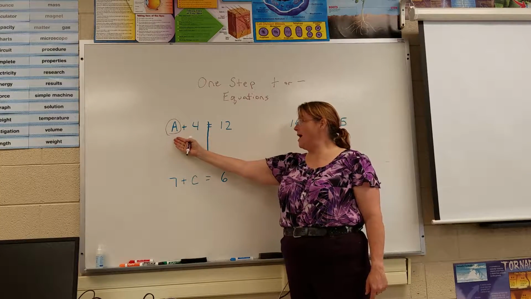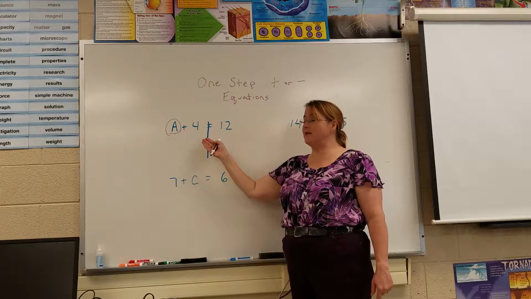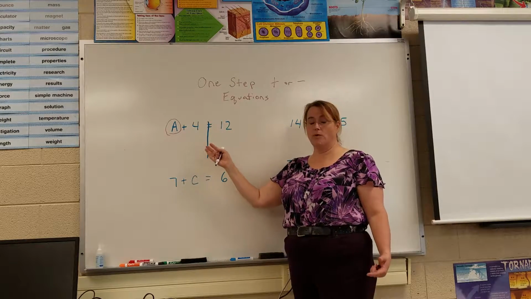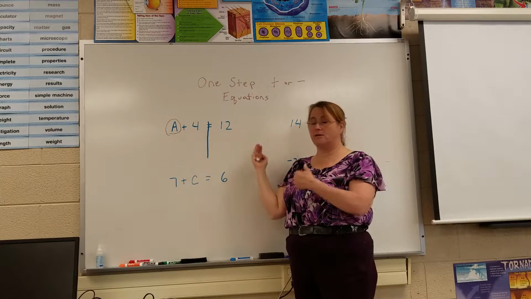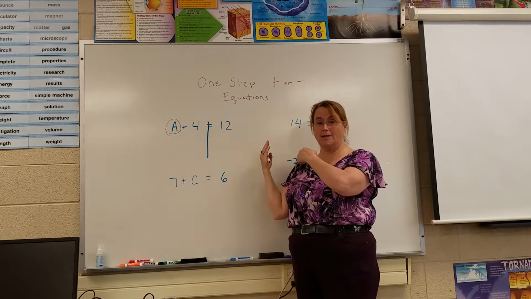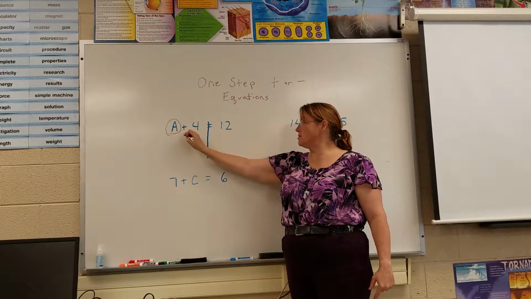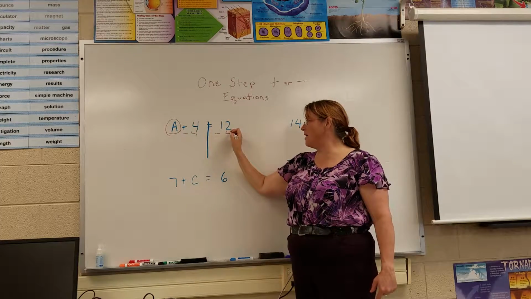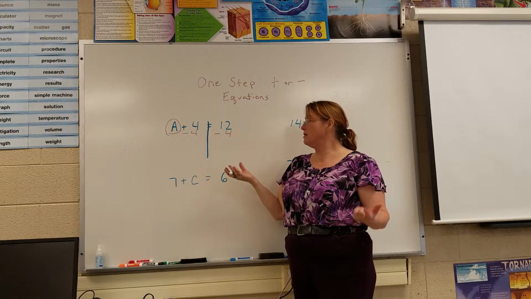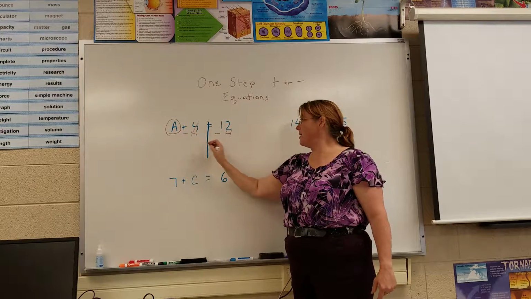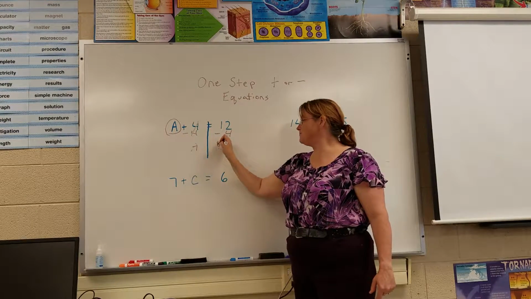So we want to keep A. So we want to get rid of everything attached to it. And the way you get rid of it is you have to do the opposite to the other side. You're moving it across by doing the opposite. So we want to get rid of plus 4, so we're going to subtract 4 from both sides. Whatever you do to one side, it's a teeter-totter. So we cross that out and we get A is equal to 8.